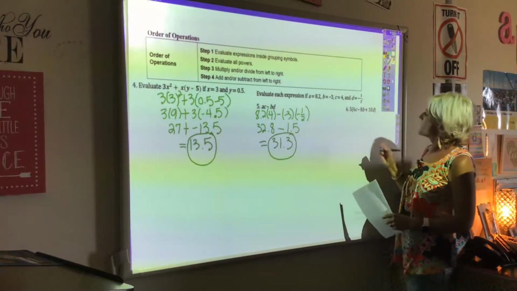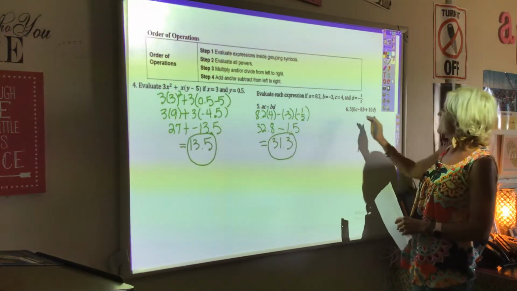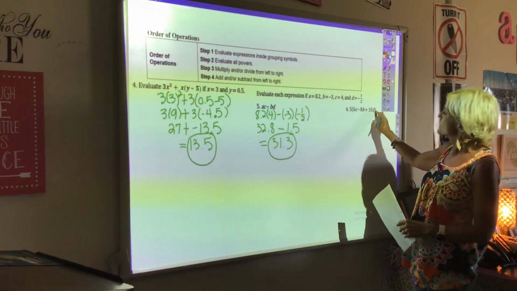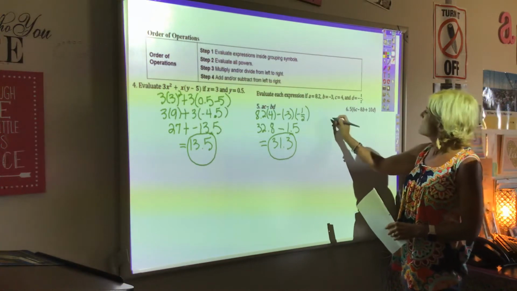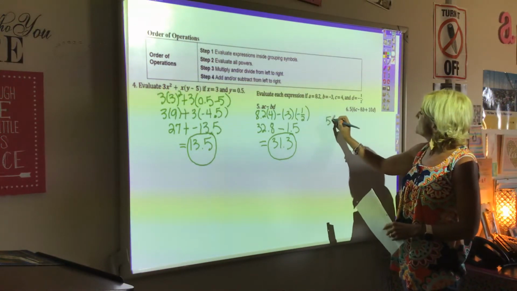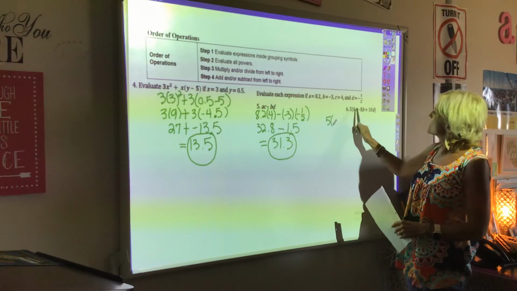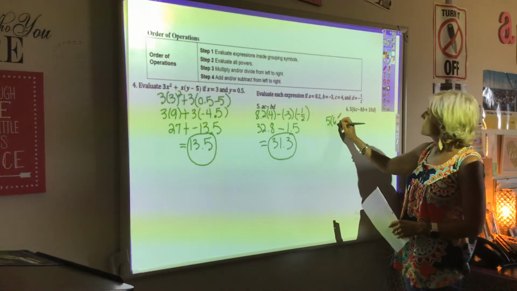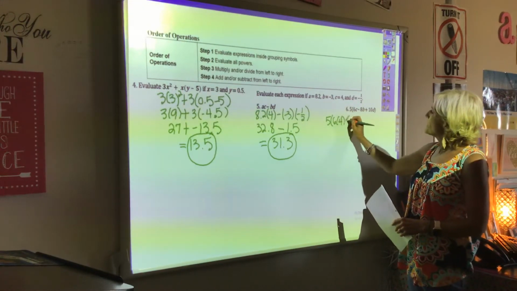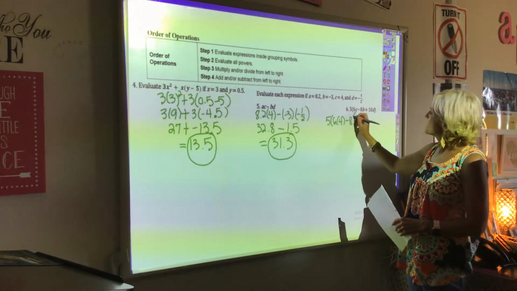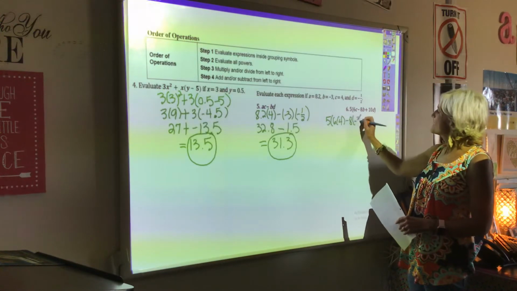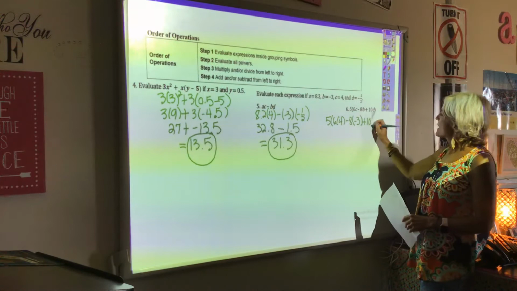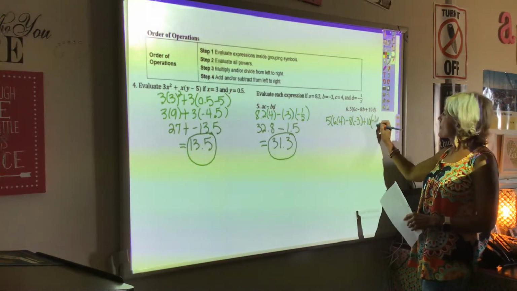This next one's going to be kind of a booger because we've got parentheses, we've got multiplication within the parentheses, so I'm just going to start with the 5 and go ahead and write it up front. And then I'm going to do 6 times C. So that would be 6 times 4 minus 8 times B, which is negative 3, plus 10 times D, which is negative 1/2.